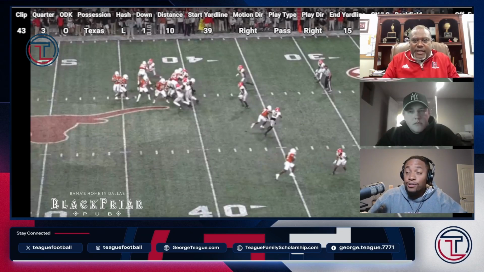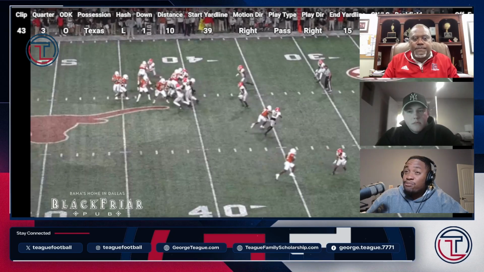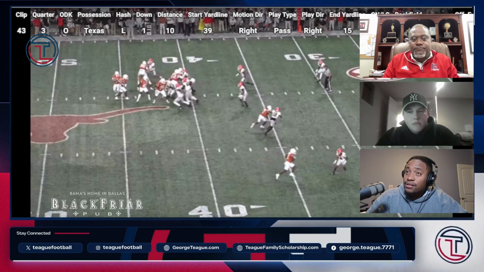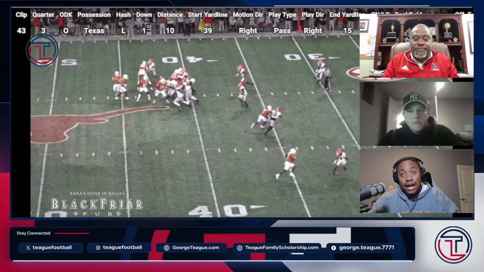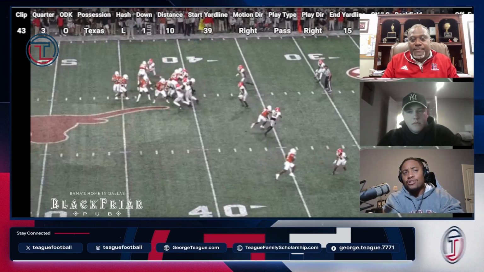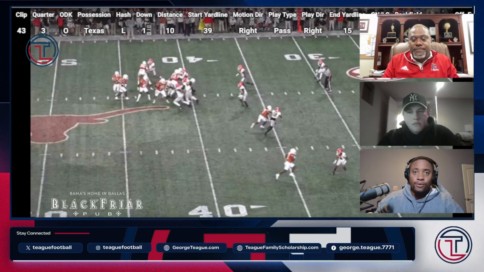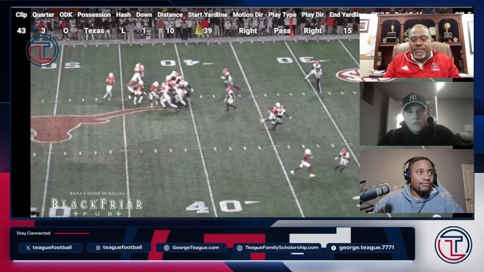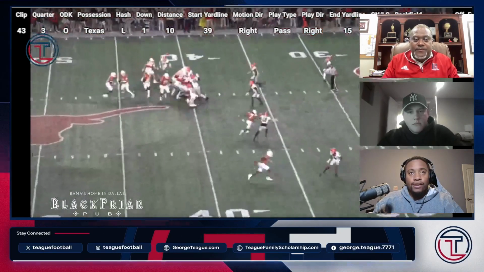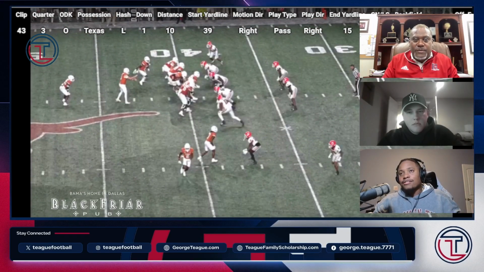Georgia was getting pressure on, I think it was 25% of the dropbacks. Without blitzing, their pressure rate actually went down when they started blitzing. With just the 4, their pressure to sack percentage was like 27%, and with the blitz it was around 25. So they were creating some problems back here.